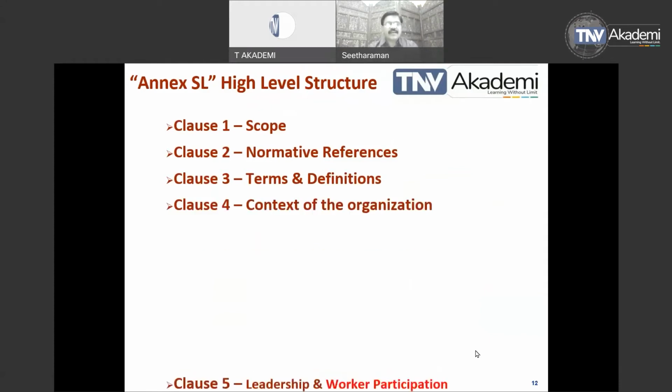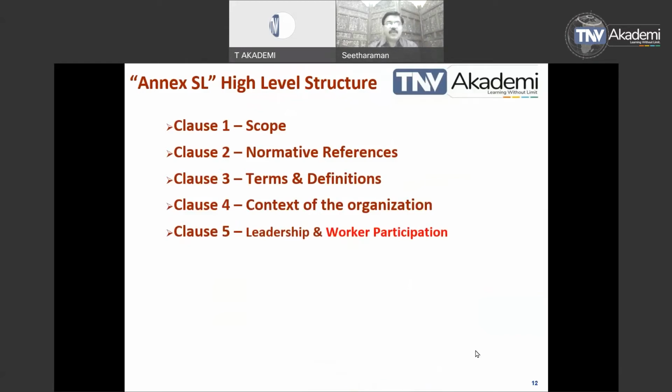Whereas clause 4 is the context of the organization, and then the leadership and worker participation. This is very special to the standard. Normally all management system standards have only leadership. But here you see worker participation is mentioned along with the leadership. That means they are giving that much priority and importance to worker participation along with the top management. So that's why we have to show consultation and participation of employees in various spheres of the standard implementation.